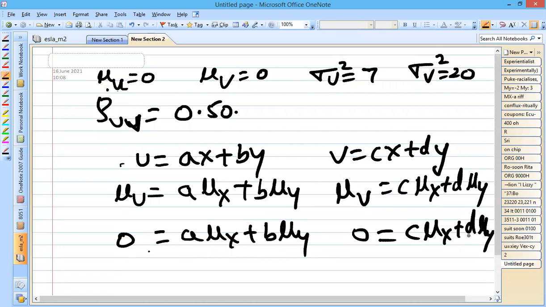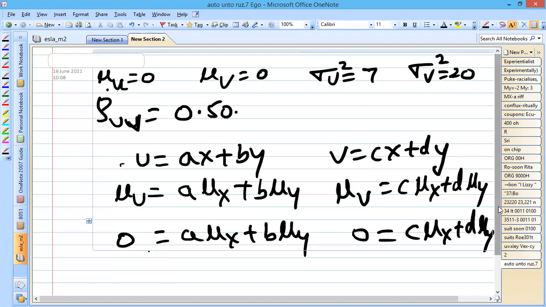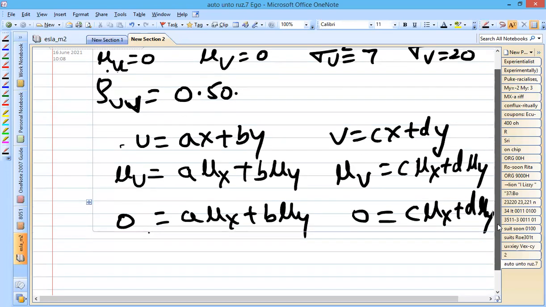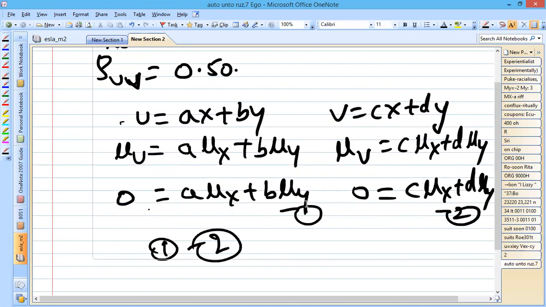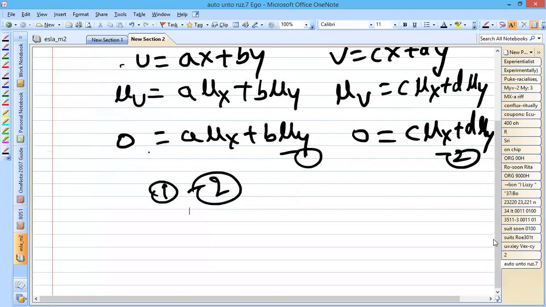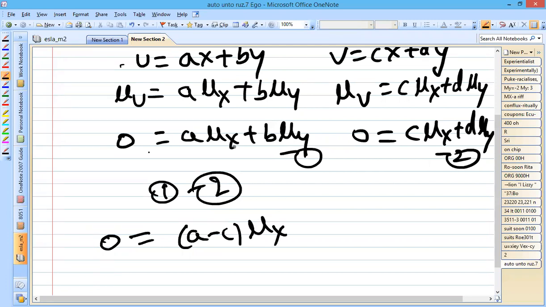But here in the problem we are asked to specify the uncorrelated random variables, right? So for uncorrelated random variables, the mean should be 0. So take this as equation number 1 and this as equation number 2. Subtract 1 minus 2. Perform this operation. When you do that, 0 minus 0 is nothing but 0, and that is equal to a minus c into mu x. Similarly, when you subtract this term, we will be getting plus b minus d into mu y.